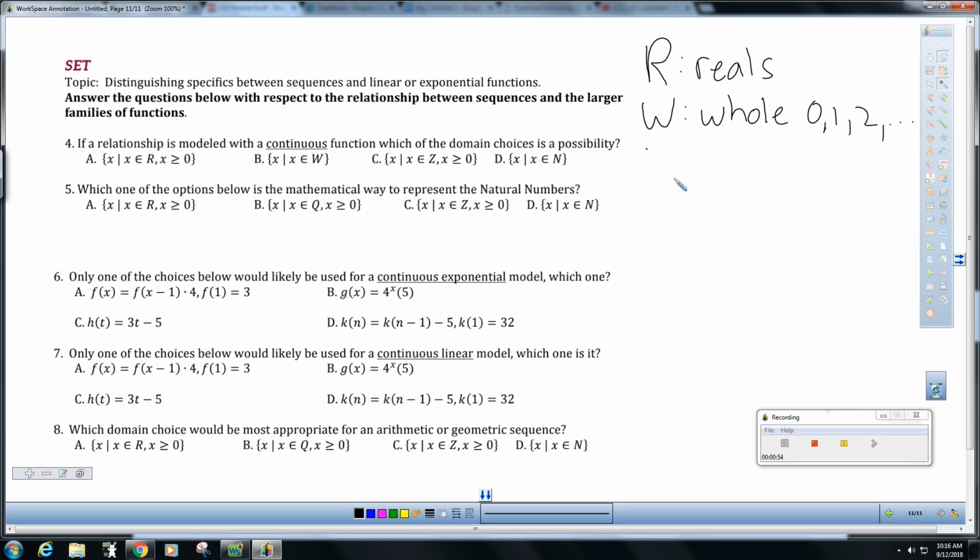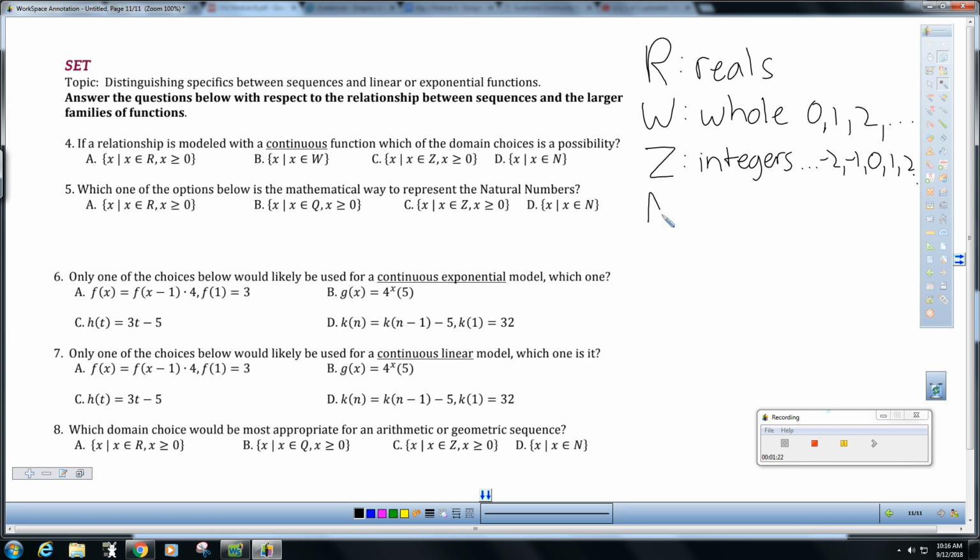Next we got Z. This is our integers. So this is all of our whole numbers, but we're also going to include negatives. So we have -2, -1, 0, 1, 2, and then we're going to keep going. We can get numbers bigger than that, smaller than that. We want all of our counting numbers, but both positives and negatives.